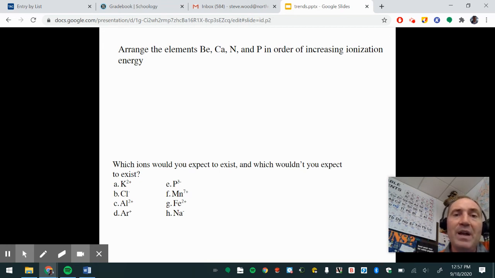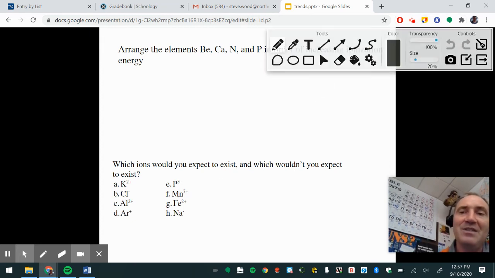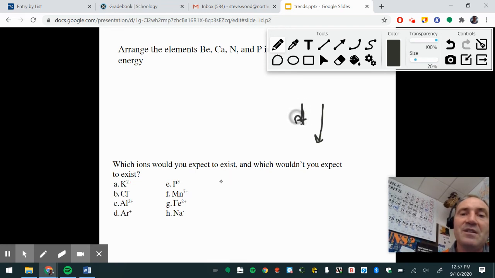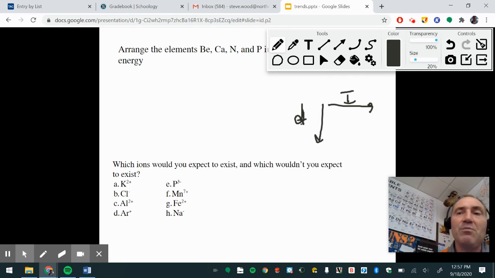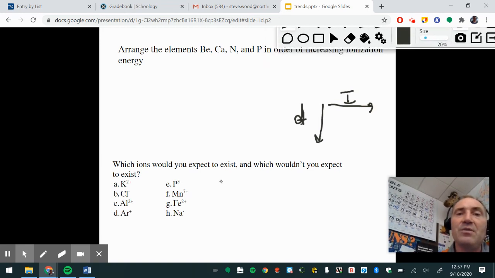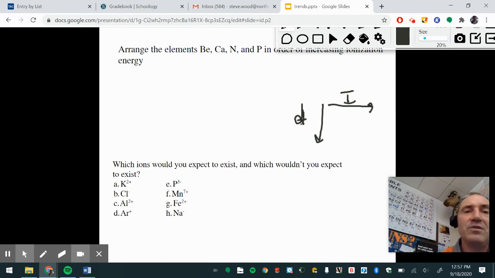So if I was to arrange these in increasing ionization energy, remember the trend goes like this. As I go down a table, it decreases, and as I go this way, it increases. So you just have to arrange them properly. I like to do it from small to large, that way I don't mess up the order, because sometimes people do it exactly backwards.